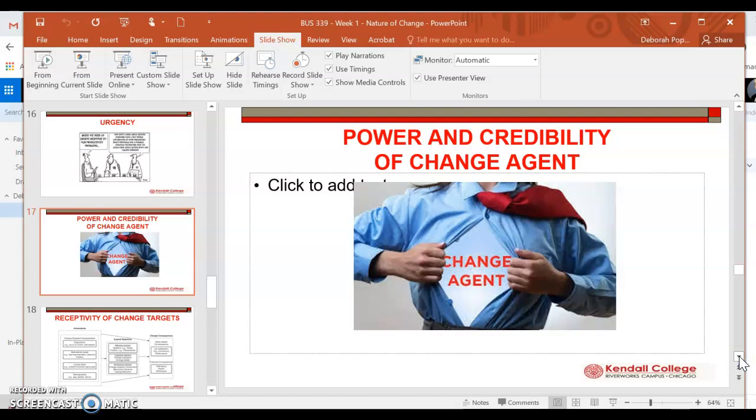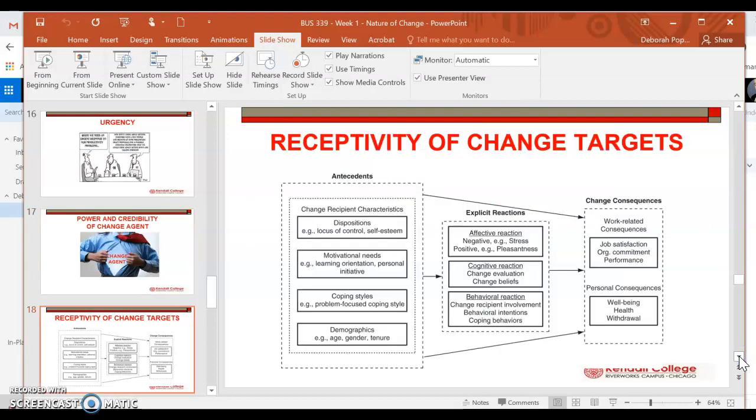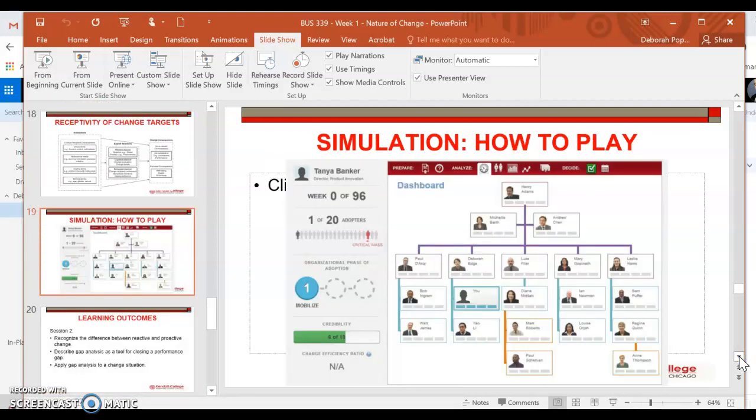question comes in. What's the power and credibility of the change agent, the person who is leading the change? Do people believe him? How do they regard that person? And finally, what's the receptivity of change targets, meaning the people that you're trying to help move towards the change? What's their emotional mindset and their current existence and experience, and how do you address those?